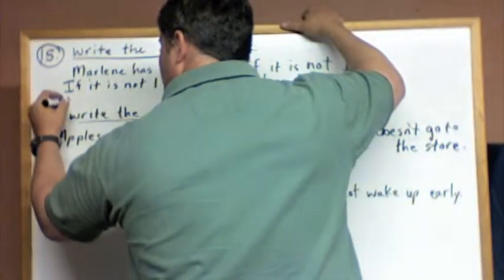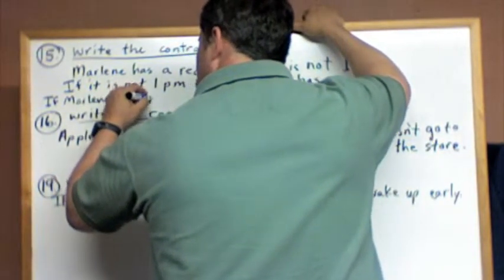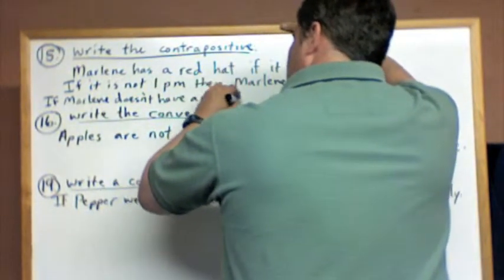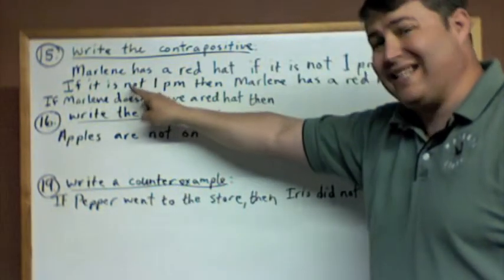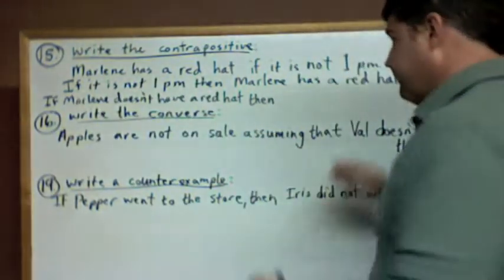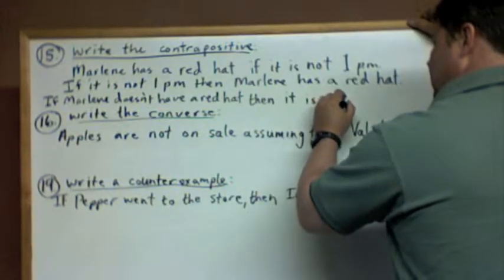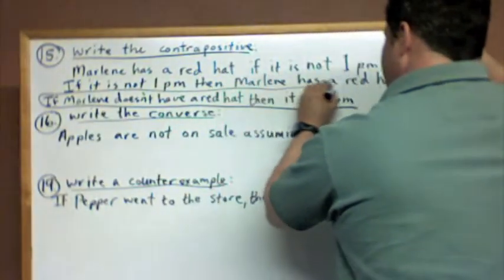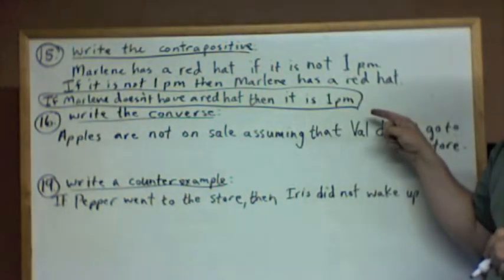So we're going to write, if Marlene does not have a red hat, then, and now I want the first part of the statement, but its opposite. So it is 1 p.m. If Marlene doesn't have a red hat, then it is 1 p.m. That is our contrapositive of the original statement.